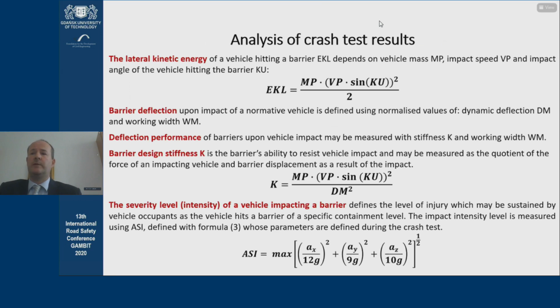First was lateral kinetic energy and how it affected barrier deflection, deflection performance, so resistance to deflection, barrier stiffness, here defined with a formula in which you have the weight of the vehicle, velocity, angle and dynamic deflection. Also, you have the analysis of the severity level of impact.